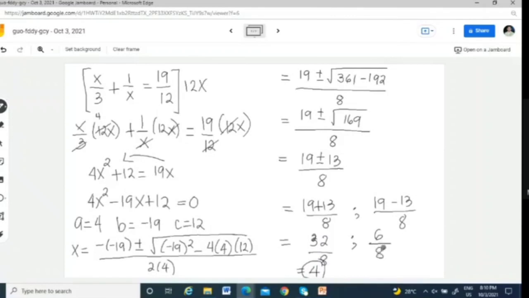The second root: we have 19 minus 13 is equal to 6. Copy the denominator. 6 and 8 are divisible by 2. So 6 divided by 2 is equal to 3, and 8 divided by 2 is equal to 4. Therefore, the roots of x over 3 plus 1 over x equals 19 over 12 are 4 and positive 3/4.